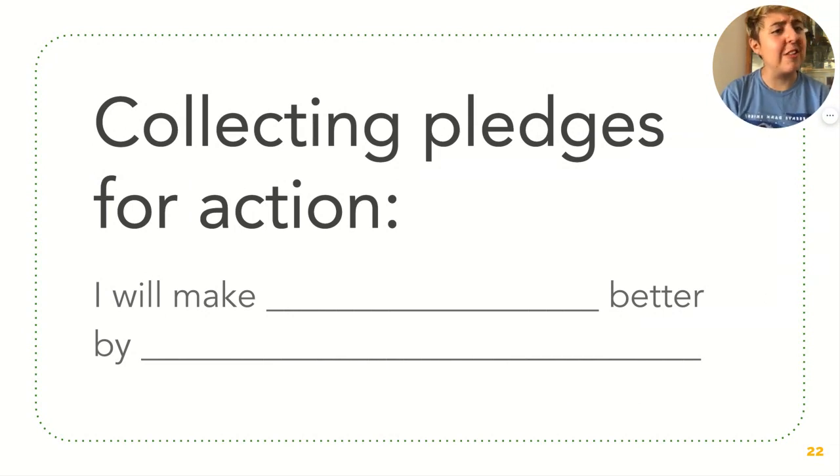So, collecting some pledges for action. This is an activity from Creative for Action Lab, but it's a very simple framework, and very easy to just get a bunch of people to fill some of this out so that you can analyze it and find steps to move forward. So the basic framework is, I will make X better. X is your community, your source of a population that you're working to benefit. You will make them better by blank. That is where you include an action that you're taking to improve community well-being and improve livelihoods.